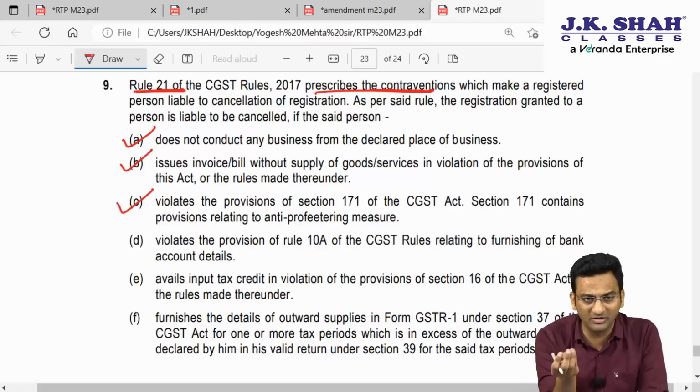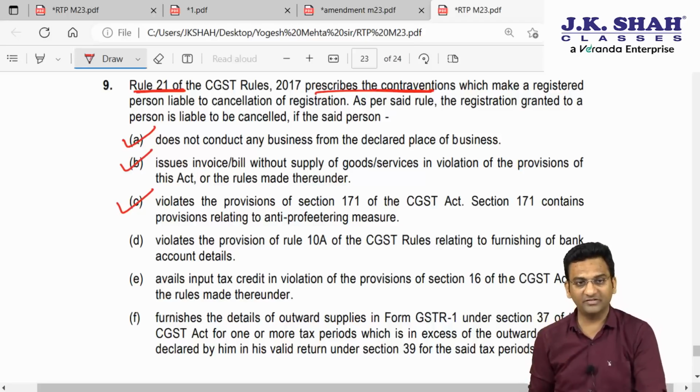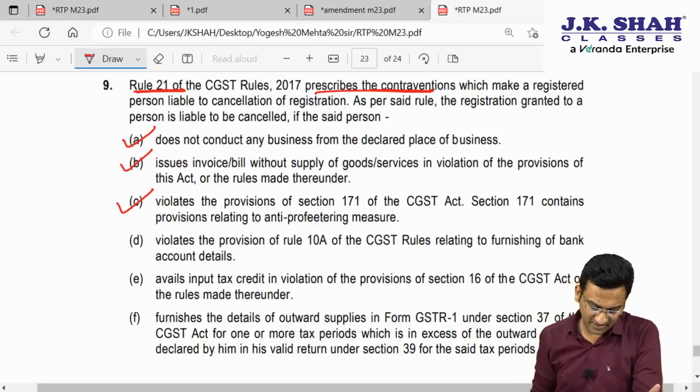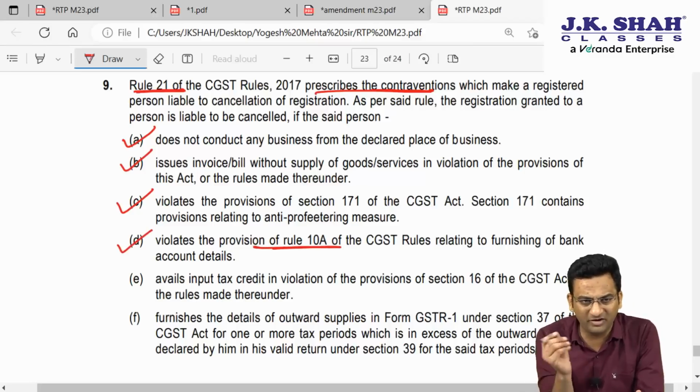I hope you remember all these points. He does not conduct the business from the declared place. He issues invoice without the supply of goods or services. That is fake invoicing. Then he violates the provisions of section 171, that is anti-profiteering measures. Then he violates the provisions of Rule 10A of the CGST rule relating to furnishing of the bank details. I hope you remember all this, friends.